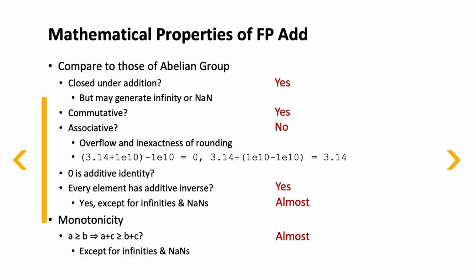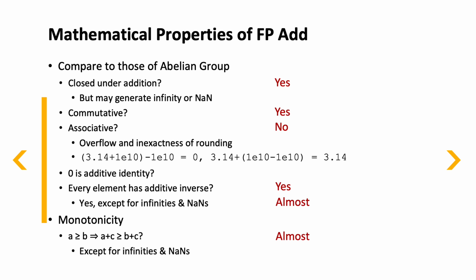Is it commutative? Basically, is A plus B the same as B plus A? Yes, it is. We're not going to run into any surprises there. Is it associative? Oh, there we run into an issue. It's not associative. Adding natural numbers would be, but with floating point, it's not. That's due to overflows and the inexactness of the rounding that we have to do when we're fixing our results. When we're shuffling things around and rounding things and making it fit into our floating point representation, that can mess us up as far as associativity goes.